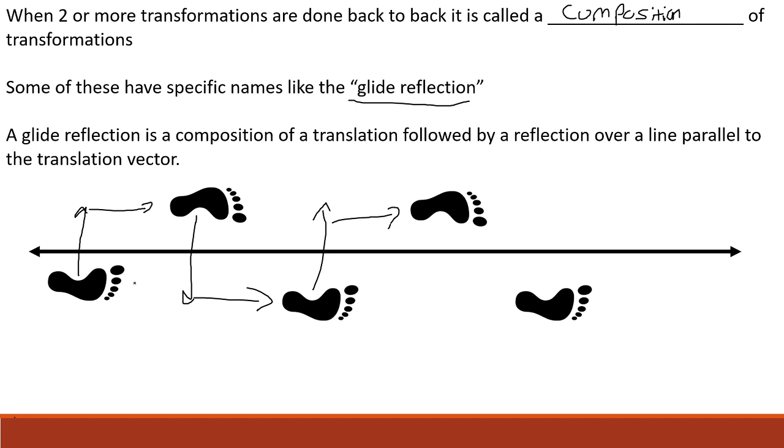If I do this in a different color here, it doesn't necessarily have to be in this order. You could translate and then reflect, translate and then reflect, and you get the same sort of glide reflection, which is one of the unique properties about it: you can do these in any order and still end up with the same glide reflection pattern. But again, not all of them have names. They don't always need names. All you need to know is what the base transformations are, and you can do the composition.